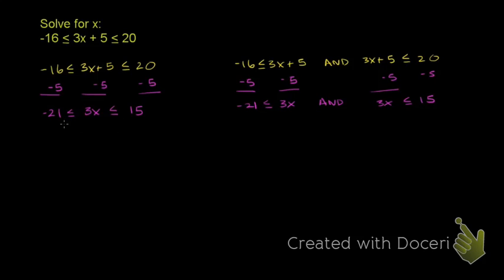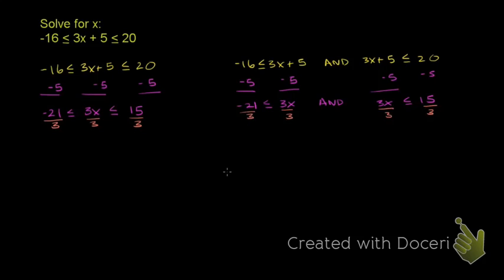Now going back here, if we want to isolate the x, we can divide by 3. We have to do it to every part of the inequality. And since 3 is positive, we don't have to change the sign. So let's divide every part of this compound inequality by 3. This is equivalent to dividing every part of each of these inequalities by 3.